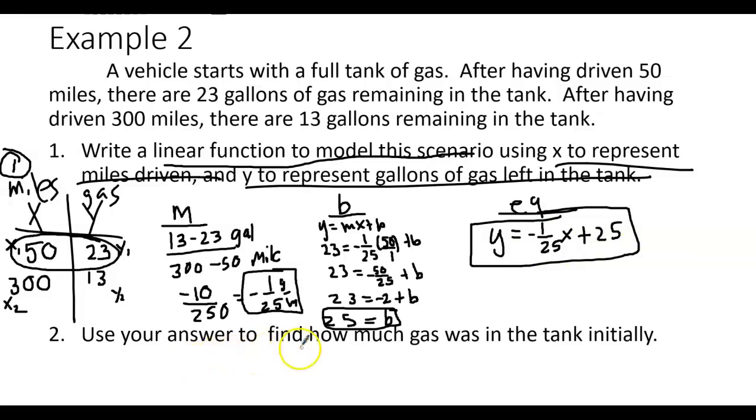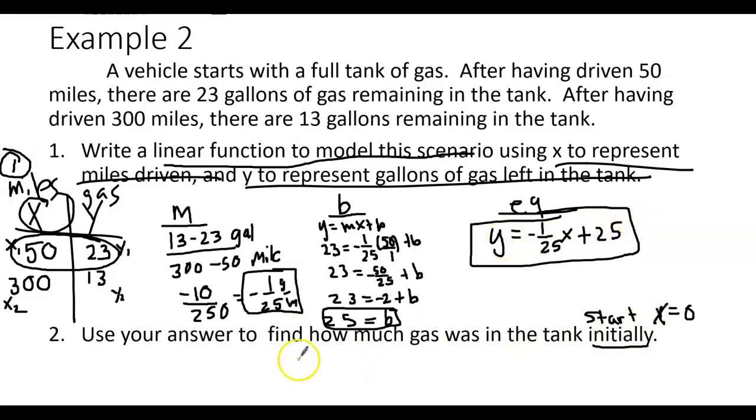All right, use your answer to find how much gas was in the tank initially. Initially is a fancy word for at the start. So at the start of our problem, we have gone 0 miles. That means x equals 0. So that means I'm going to plug 0 in for x.